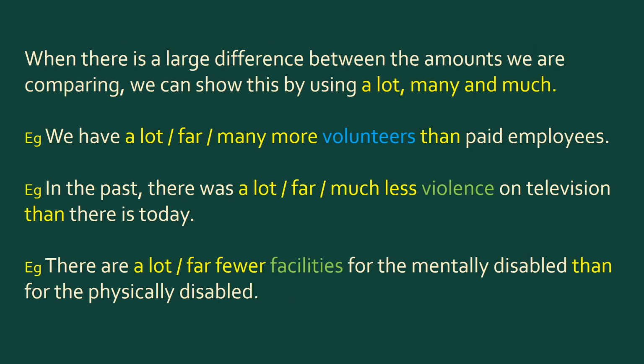When there is a large difference between the amounts we are comparing, we can show this by using a lot, many, and much. Example 1. We have a lot, or far, or many more volunteers than paid employees.